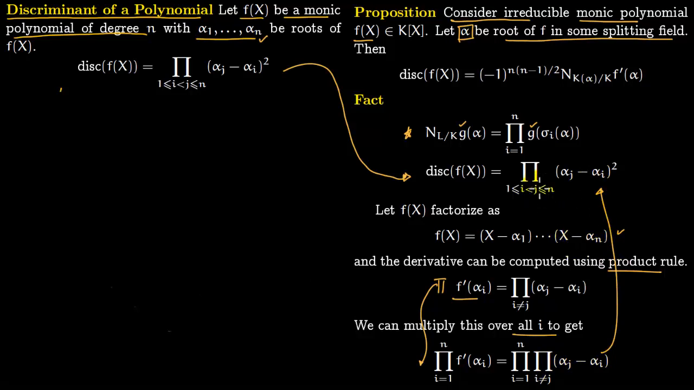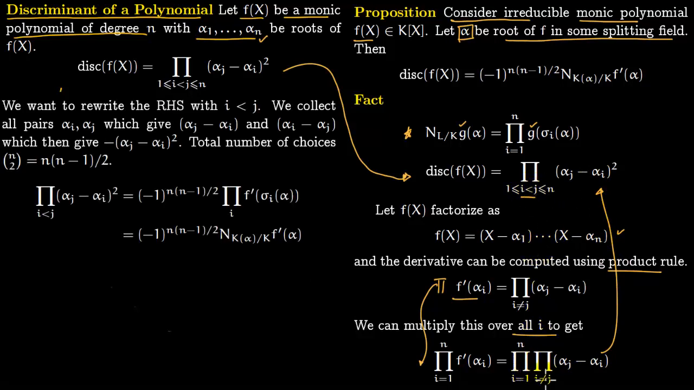So here we have I less than j. So from here we want to go to I less than j. So you want this right hand side to be written like this, I less than j, and then squared, because you're taking the product twice, so you will have a square. So you have this pair I comma j, so you will collect all pairs of alpha I, alpha j. With these pairs you can get two things: you get alpha j minus alpha I, or you get alpha I minus alpha j.